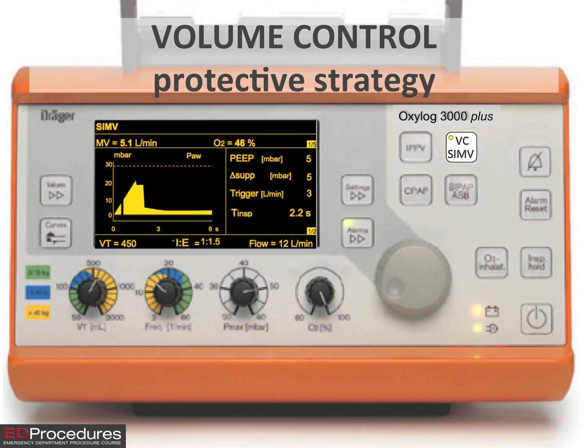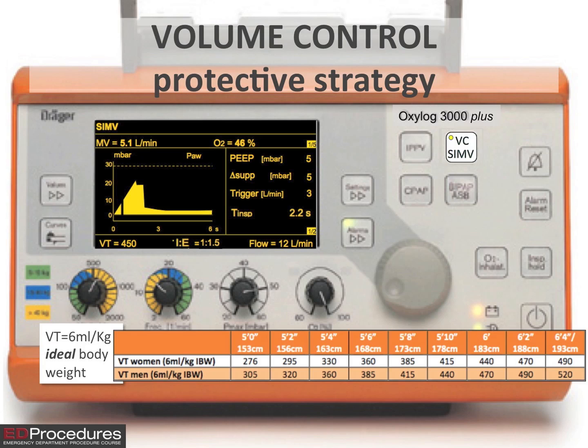On the Oxylog, the default setting when it is turned on is for volume control ventilation, and the VC button lights up. The first setting the manual wants you to set is the volume knob. Set it for 6 millilitres per kilogram of ideal body weight, which the ARDS-NET protocol based on a patient's height. If you look at the guideline, you will see that for a 5'10" man, this is 440 millilitres, considerably less than what was used in times past.